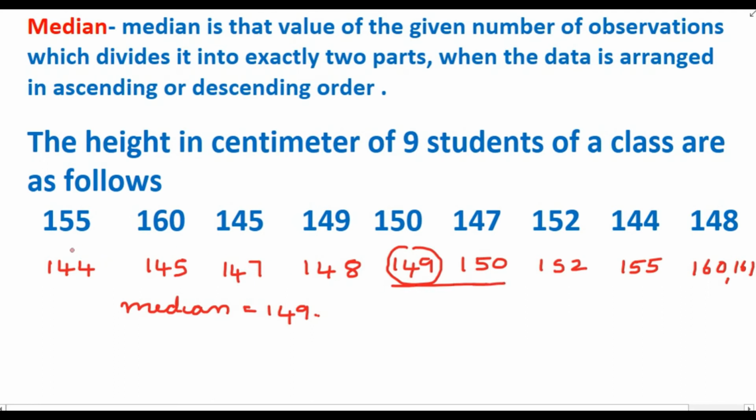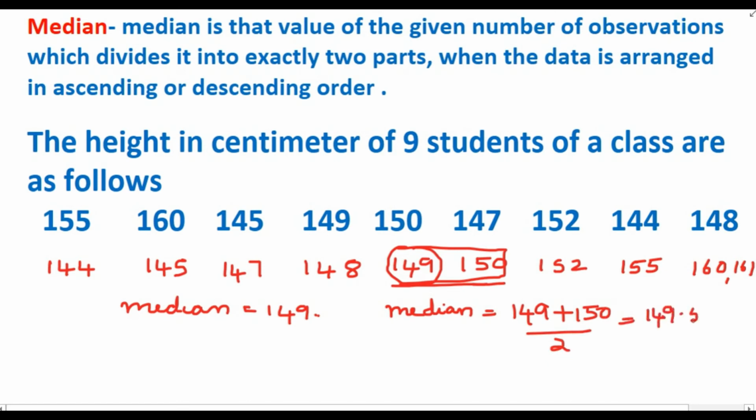So first, the number of scores is 9. 9 is an odd number. Then we could have found out the median exactly at the center, and it is very easy to find. Now one more student is admitted to that class. So now number of scores is 10. 10 is an even number. So how will you find out median? In that case, we will take the average of these two middle scores, that is 149 plus 150 divided by 2, which is equal to 149.5.